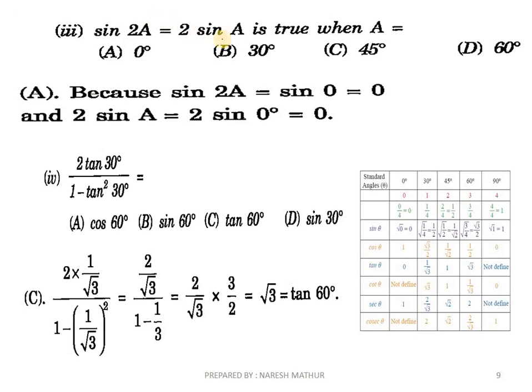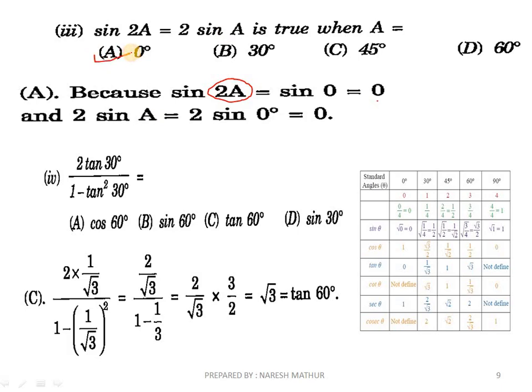Sin 2A equals to 2 sin A is true when A equals to what? Now see here. The answer of this question is A, because sin 2A is an angle, alright. So 2 into 0, 0. Sin 0 is always 0, alright. Or 2 into sin 0 is also 0.